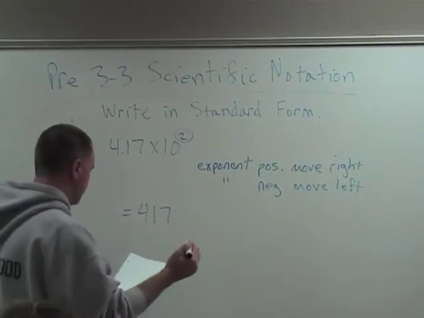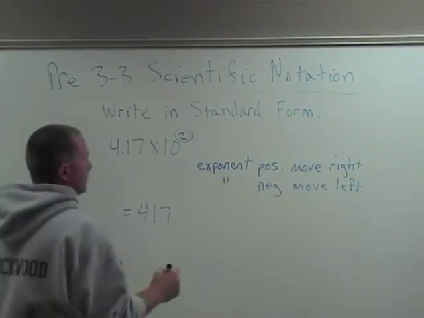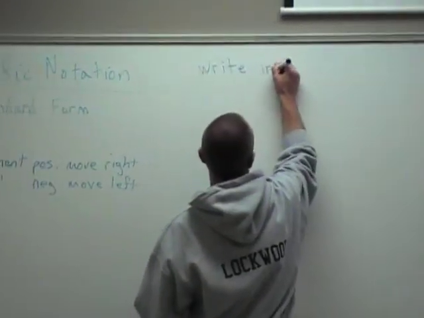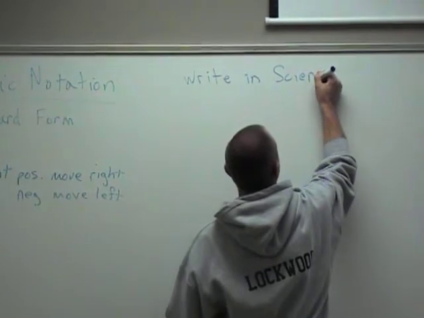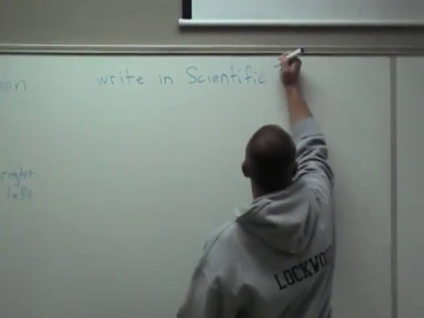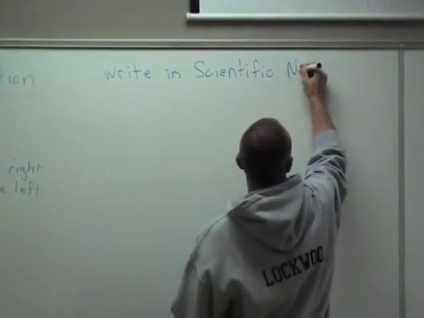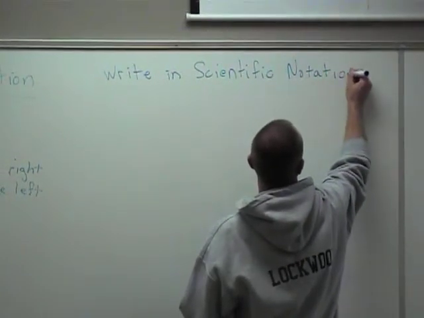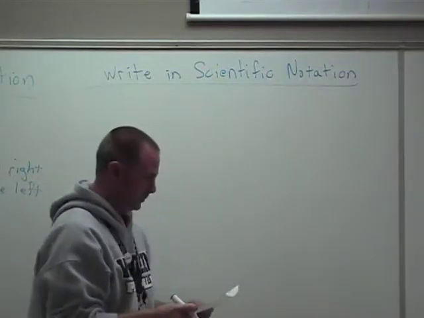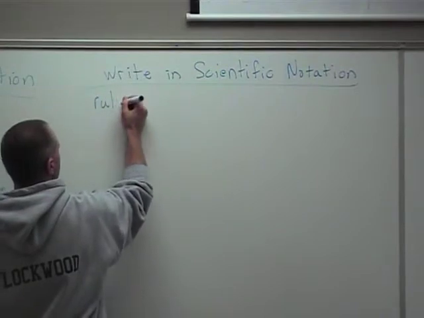All right, so now let's do write in scientific notation. And this is a tool that you need to put in your brain somewhere to help you manipulate how a number looks. And there's a bunch of different things I need to show you. So, rule 1.